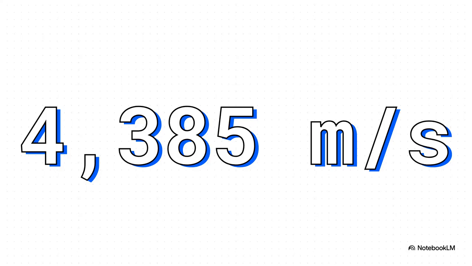So, you plug in the numbers for the planet's mass and its radius, and you get an impact speed of 4,385 meters per second. That is almost 10,000 miles per hour. And we calculated that just by knowing it started from far away. That shows you how powerful this concept really is.